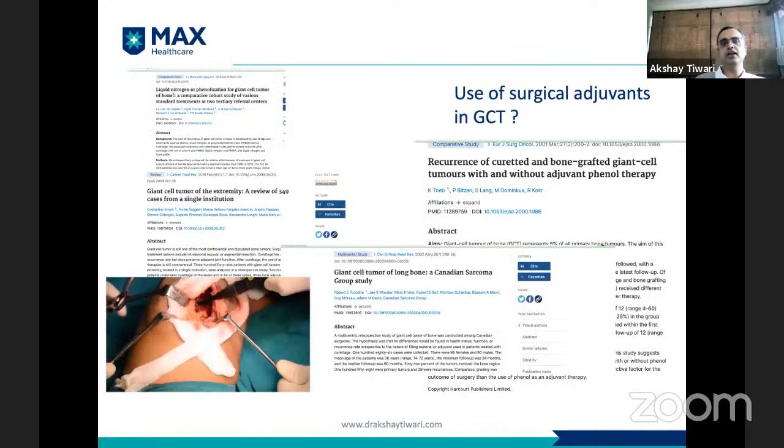And the next question is about the use of surgical adjuvants in giant cell tumor when you are doing a curettage. An increasingly large body of literature is now pointing towards adjuvants not actually having any definitive role in local control. Most of these studies now tell us that whether you use an adjuvant or not is probably not going to decide whether you are going to have a local recurrence. It's actually the technique of curettage that really matters.